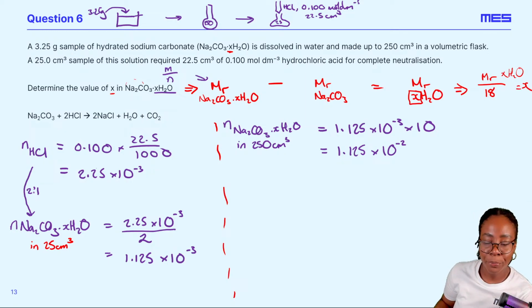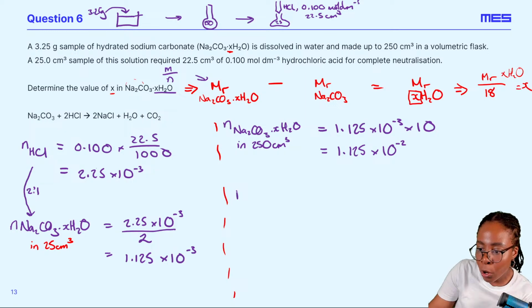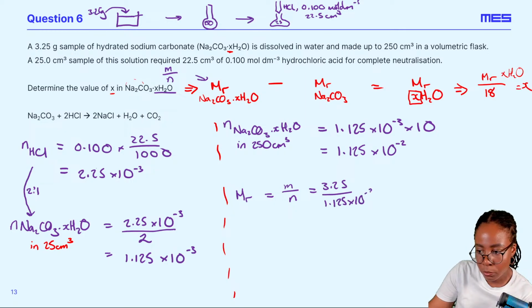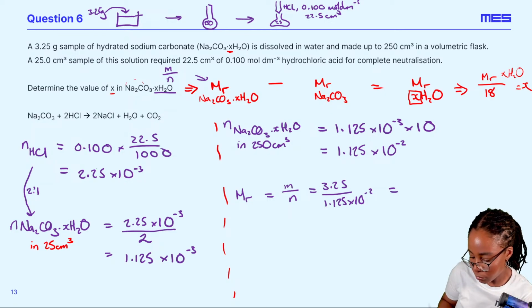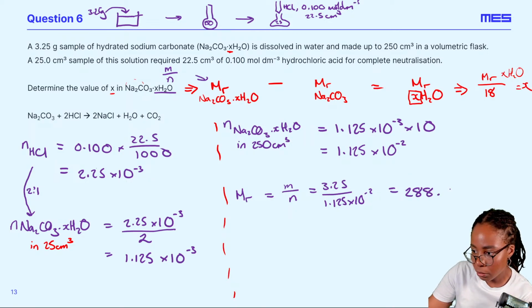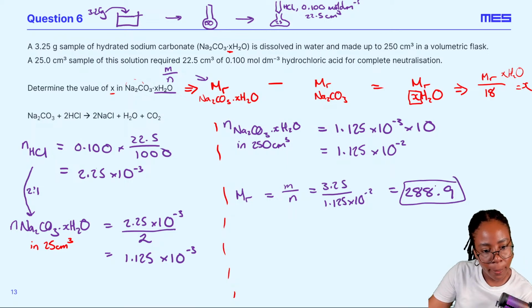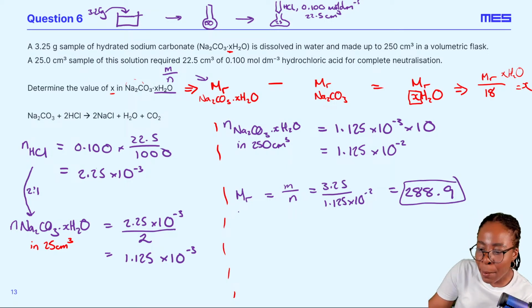Okay, right. Now we've got our moles. As we saw before, we need the MR of the whole salt, which is going to be mass over moles. So that's our 3.25 over 1.125 times 10 to the minus 2, right? And we get 288.9. Okay, but that's the MR of the salt with the water attached.